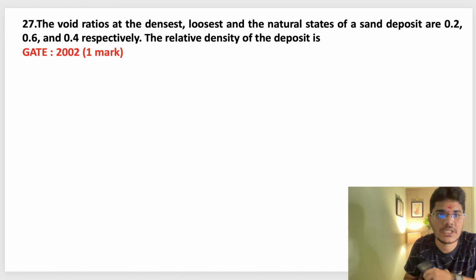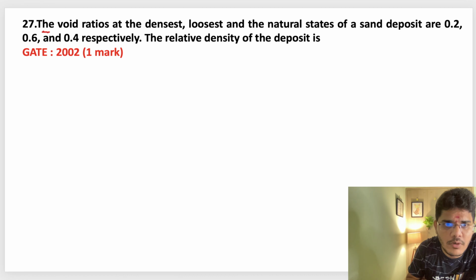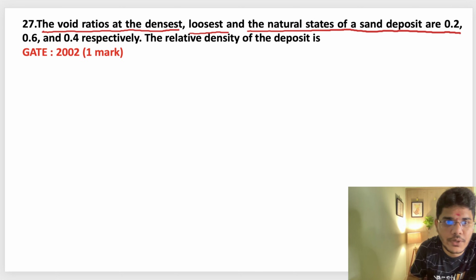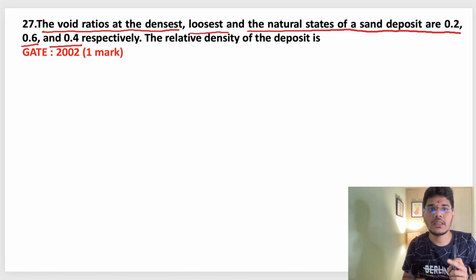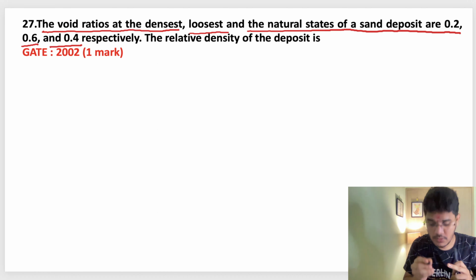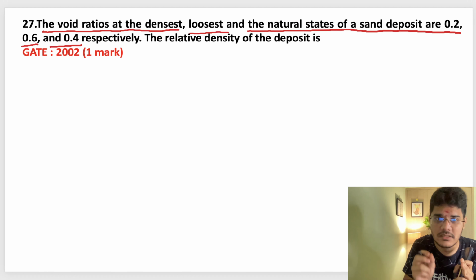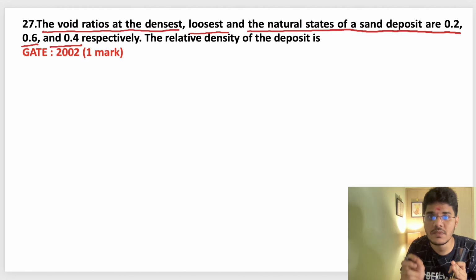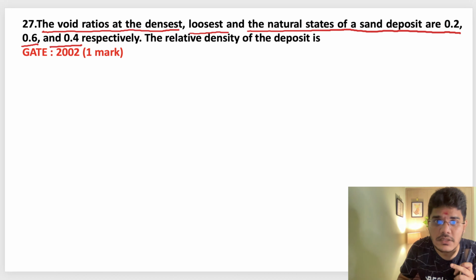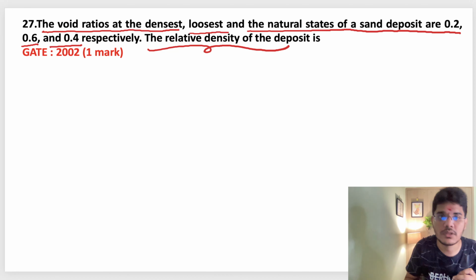So let us read the question carefully. The void ratio at the densest, loosest and the natural states of sand deposit are 0.2, 0.6 and 0.4. That means void ratios he has given. So in which state he has given? Densest state he has given, loosest state he has given and natural state also he has given. And he asked us to find out the value of relative density of the deposit.